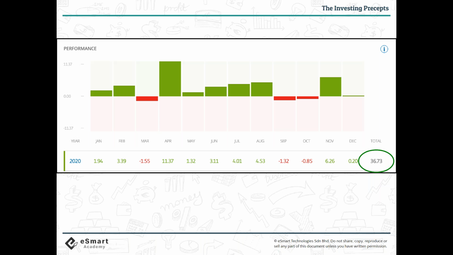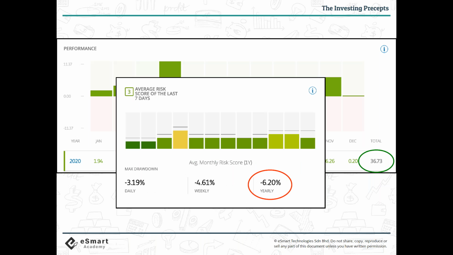So this was my performance last year, 36.73% to end of the year. But more importantly, it's also good to know what is the risk taken to generate that kind of result. Because if you are very aggressive, very high risk, of course you are able to generate like 200%. That is doable in the financial market, but of course you need to understand the risk that you need to take. For me, in order to generate a total of 36.73% last year, the maximum drawdown that I suffered in 2020 was 6.2%. So I'm a little bit more conservative, not too aggressive.